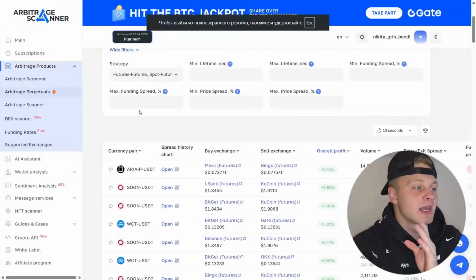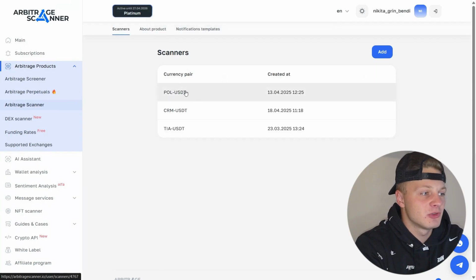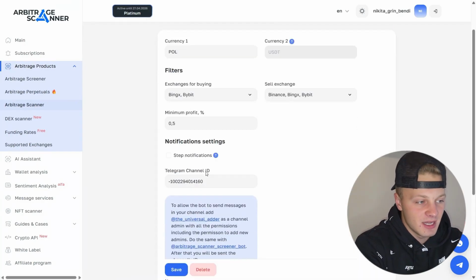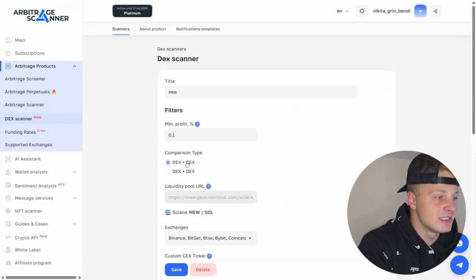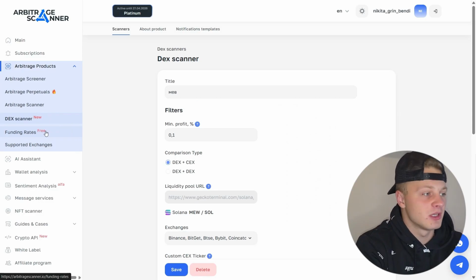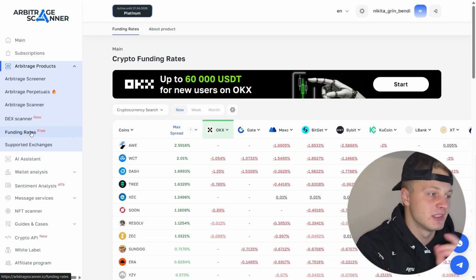As I mentioned, besides that, there's spot plus futures arbitrage, and then there's an arbitrage scanner that lets you scan pools. There's also a DEX scanner that lets you search for arbitrage opportunities and liquidity pools between DEX and CEX, as well as DEX to DEX. There are many different types of arbitrage, and I won't go into detail on each one right now. There are separate videos dedicated to these types of arbitrage.